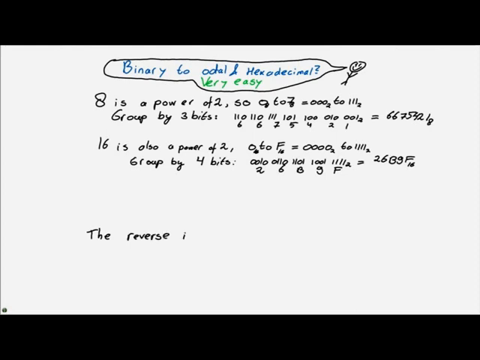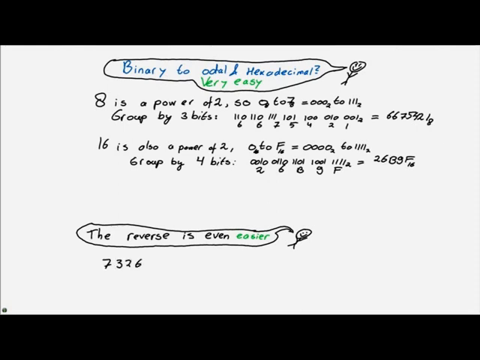The reverse is even simpler. Let's say that we want to go from octal to binary. So let's take the octal number 7326. All we need to do is take every octal digit and convert that into a group of 3 bits. So the 7 becomes 111, the 3 becomes 011, the 2 becomes 010, and the 6 becomes 110. Another example, 6271, 6 is 110, 2 is 010, 7 is 111, and 1 is 001. It really is that easy.